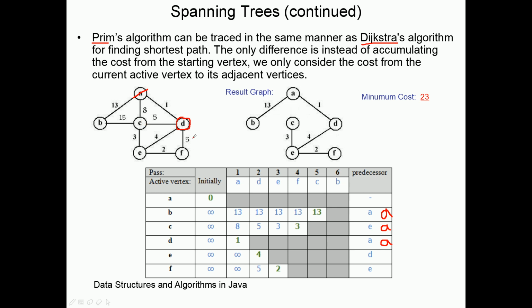So that means now the predecessor from C is not A, but it's D. And the predecessor from E is D. And from F is D. And then I'm done with D. What is next? Just look at the smallest cost that we have.